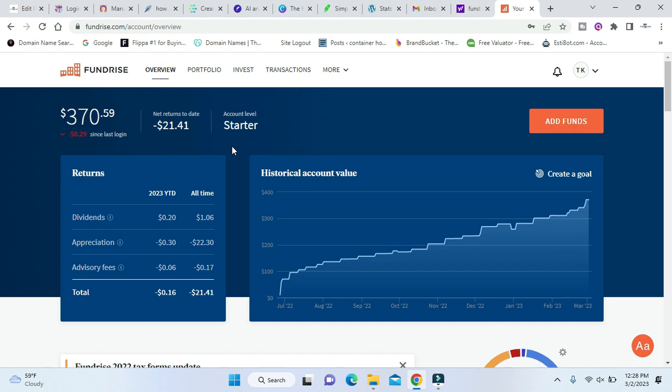So get your mindset on 20 years to invest a little bit of money. I'm a big fan of Fundrise. Today's March, and I'm going to try to get this account to $1,000 this year.